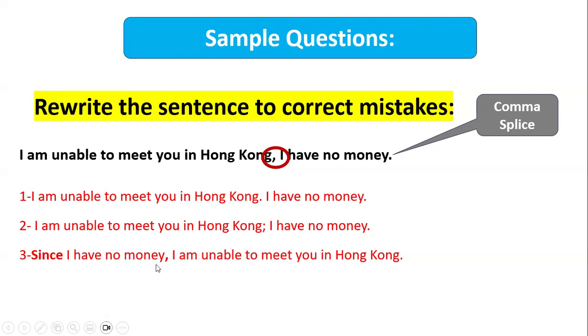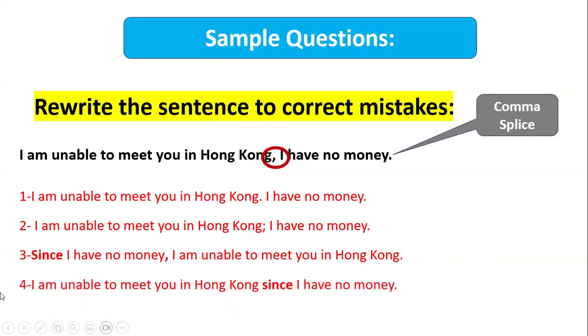Since I have no money, I am unable to meet you in Hong Kong. So because I started with the word since, I have to end the clause with a comma, and then start the new one. It's also possible to put since in the middle like this: I'm unable to meet you in Hong Kong since I have no money.